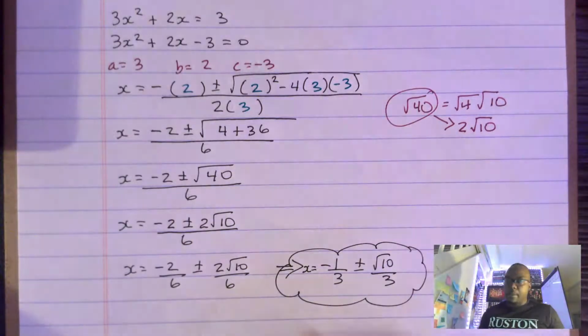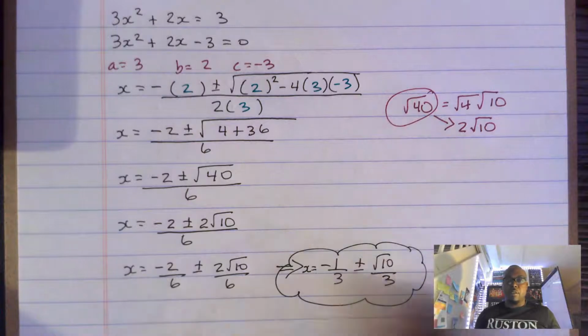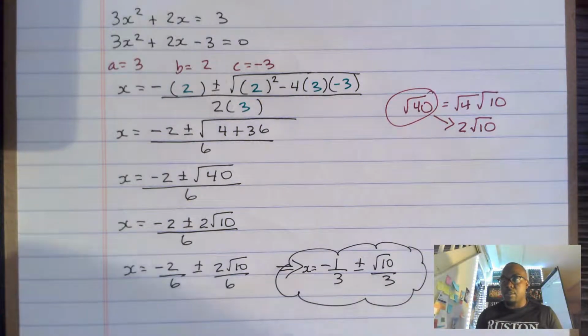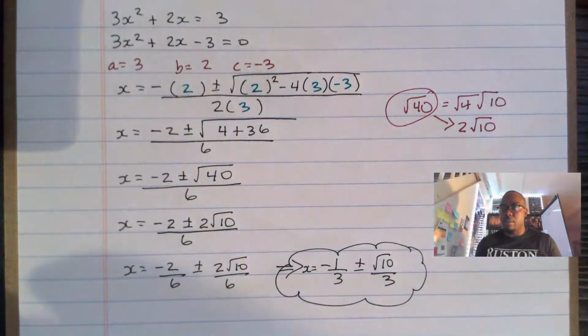You cannot simplify further. So again, as you see, it doesn't always come out perfect like some of the equations. It doesn't always come out perfect.